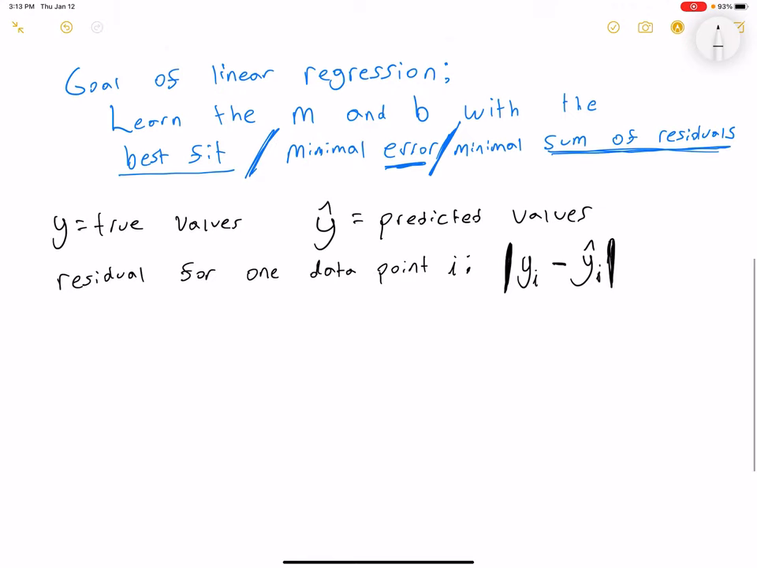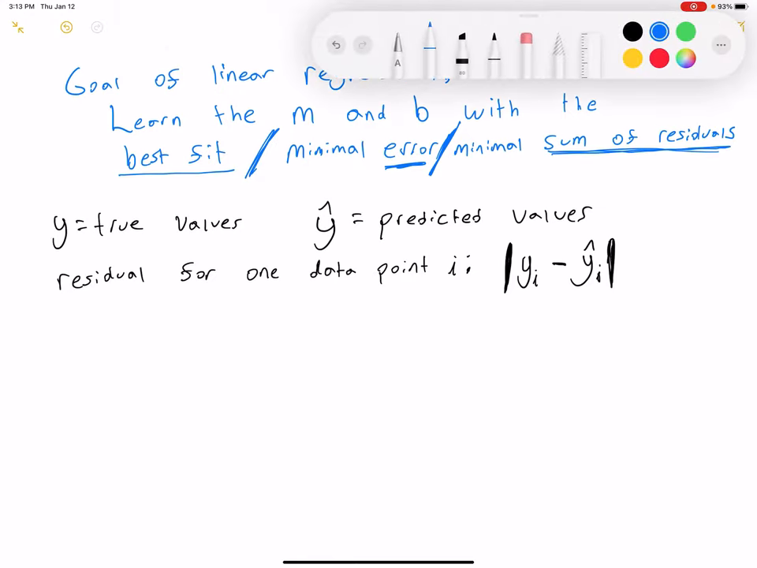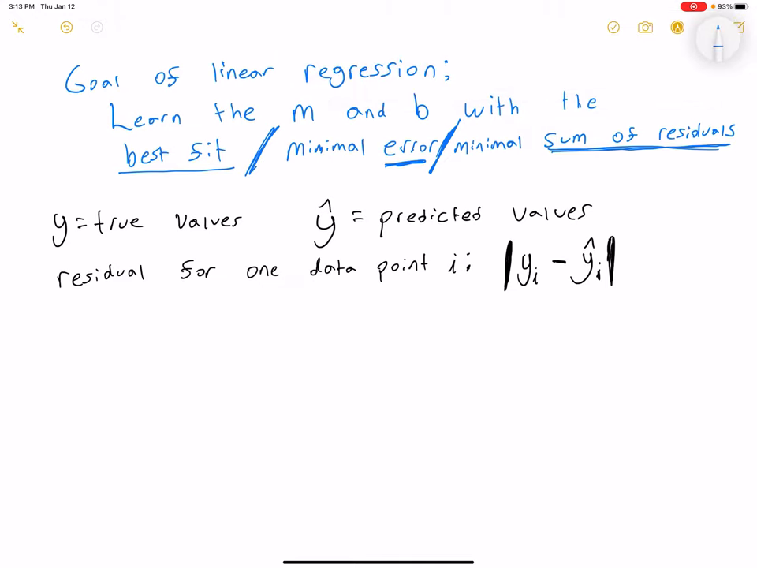Okay, so given that, what we want to do is to minimize. So we want to find the minimal sum of residuals. So the minimal sum of residuals in equation form would be the sum, and if this is new terminology, we will go through it, but sum from i equals 1 to n of the residuals of each data point.